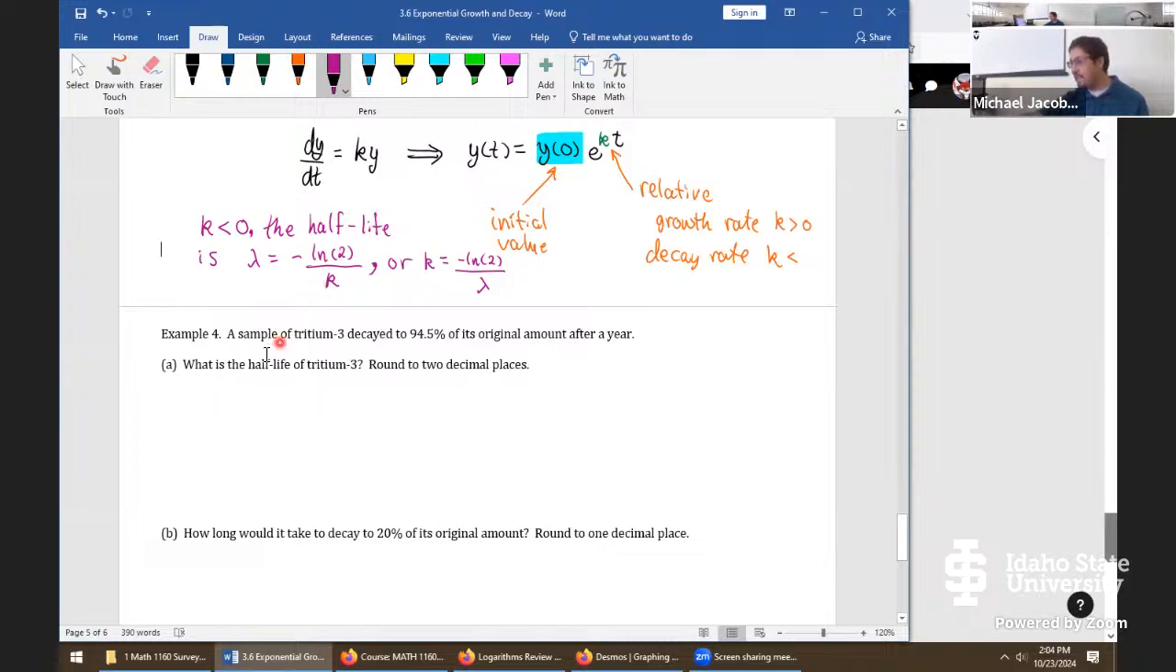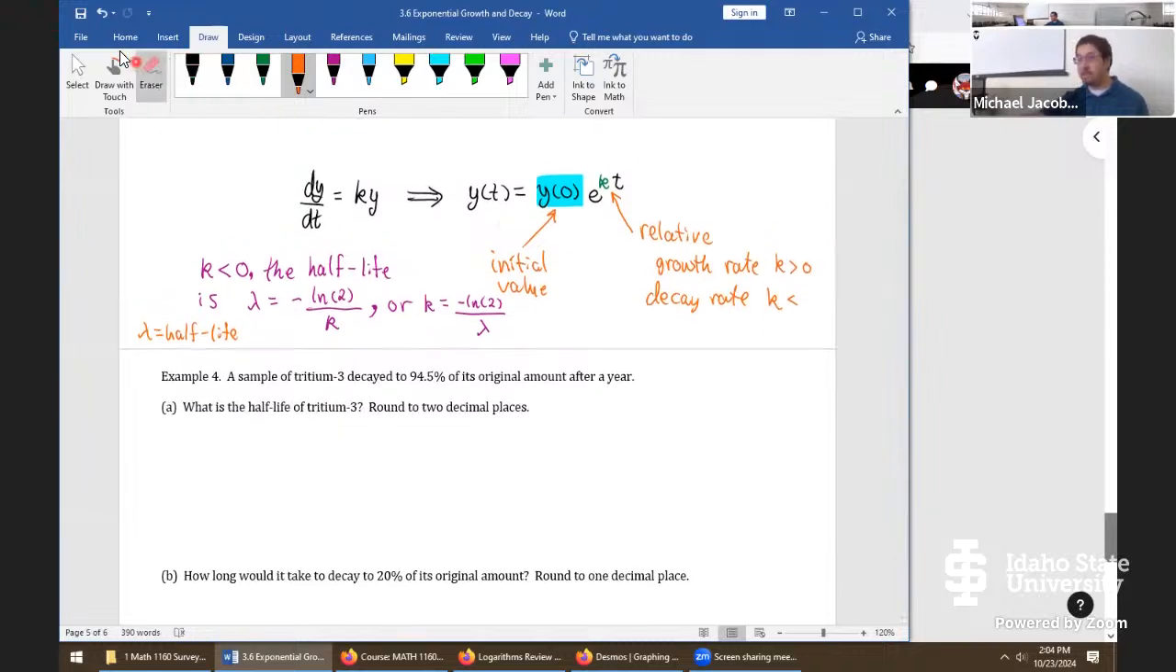So take a look at, say, part A of example 4. It's asking what is the half-life of tritium-3. That means we would use this one right here because it gives us the half-life. Let's maybe say that as well. Lambda equals half-life. So that's our major rundown of the notes, getting started on this one. Any questions or comments at all, folks, with what we wrote up here?